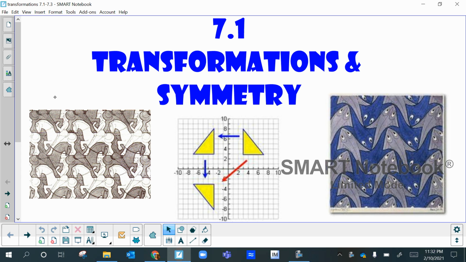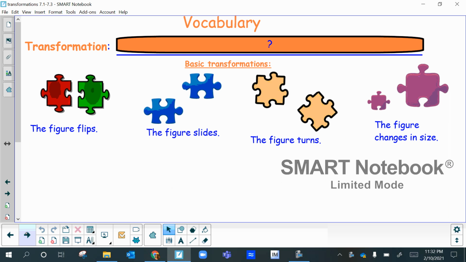All right, this is going to be our next section. It's going to be the first one for transformations, okay? So in particular, this is 7.1, and it's going to be talking about just introducing what transformations are and mainly focusing on symmetry, okay? So what is a transformation?